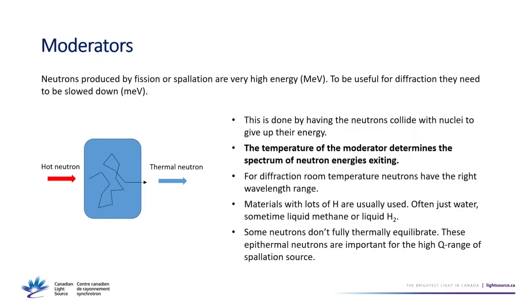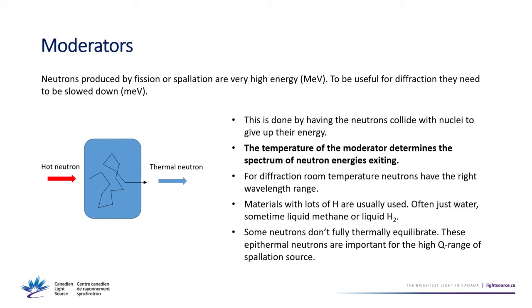So after you make neutrons, you have to cool them down. It may not be too surprising that once you've blown up a nucleus and released a lot of neutrons, you release a lot of energy. So the neutrons coming out are very high energy, in the mega electron volt range. But for diffraction, we need them to be much slower to have wavelengths that are useful for diffraction. So they go through a moderator. Basically, a moderator is just something that they can bounce around in and give off energy. So it's usually something with a lot of hydrogen.